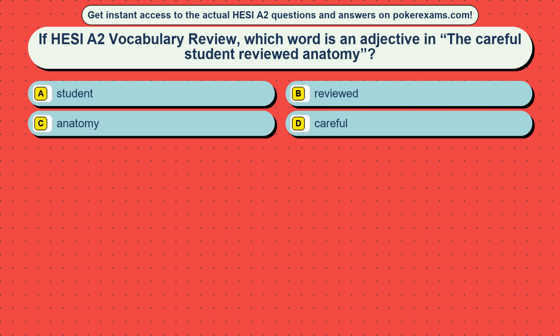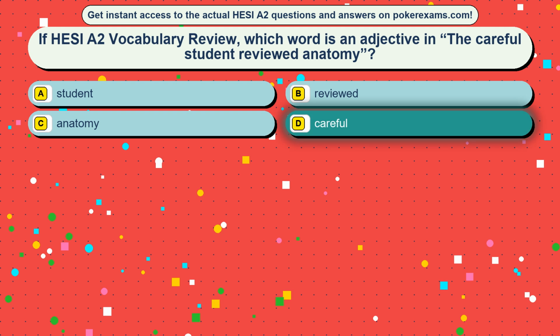Question 10. If HESI A2 Vocabulary Review, which word is an adjective in the careful student reviewed anatomy? Option A, student. Option B, reviewed. Option C, anatomy. Option D, careful. The correct answer is option D, careful.